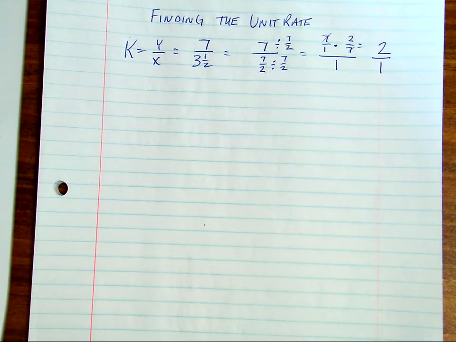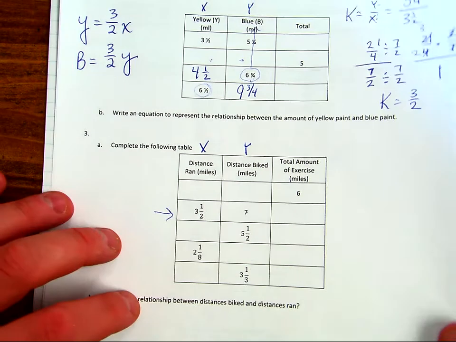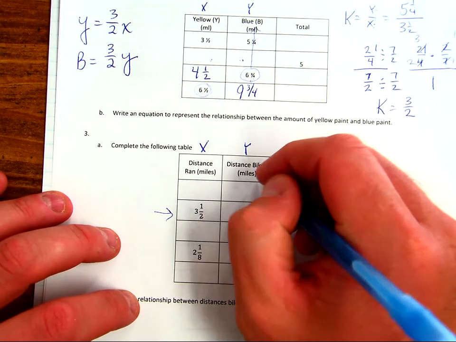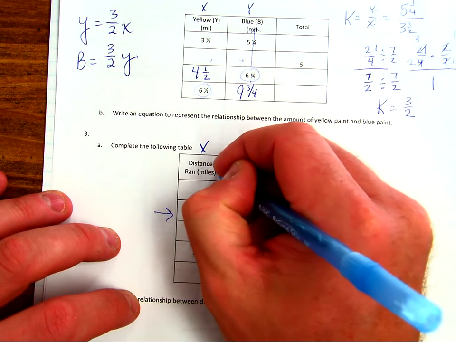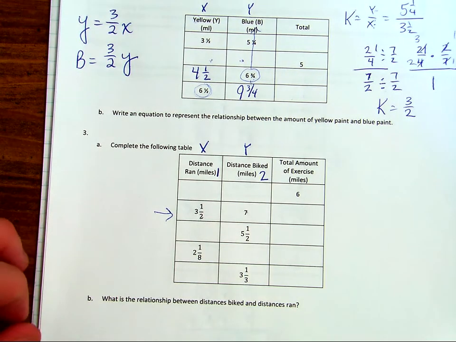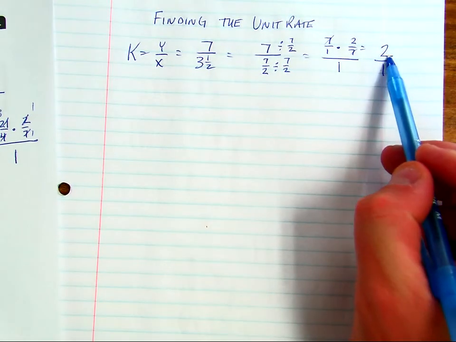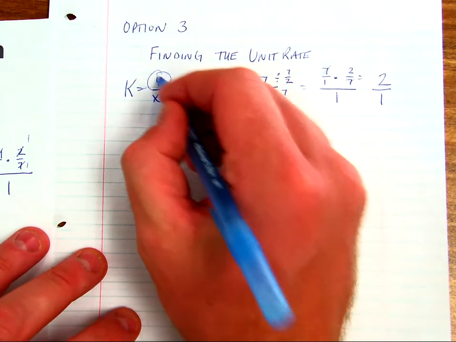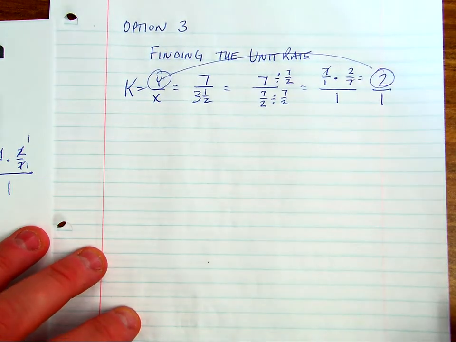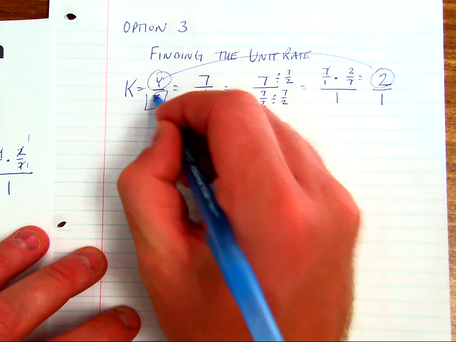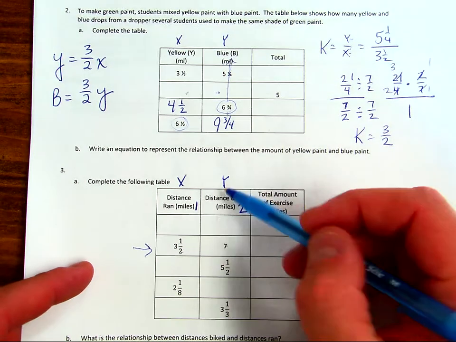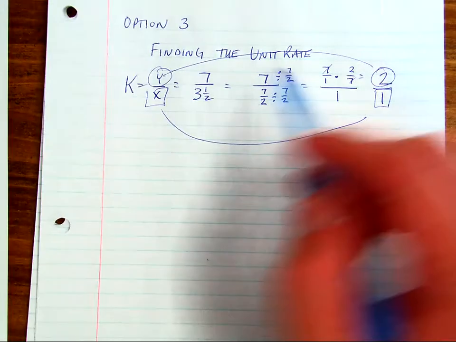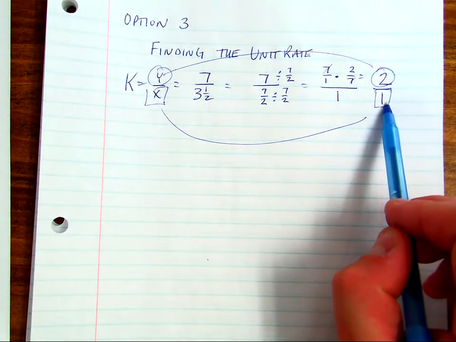So what does this tell us? It tells us that for every 2 miles that we biked, we ran 1 mile. It's a 2-to-1 ratio. That's what we just figured out right here. Y is in the numerator. X is in the denominator. So we get our Y is 2, X is 1. So it's a 2-to-1 ratio.